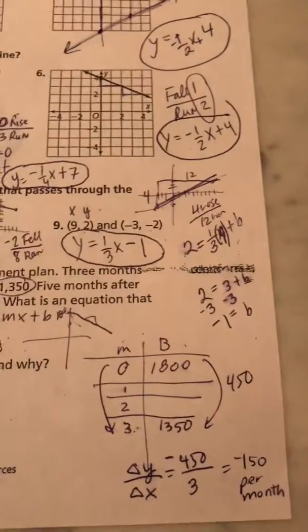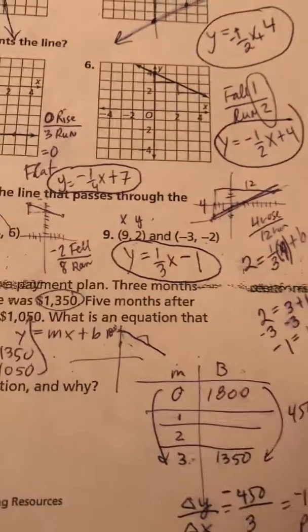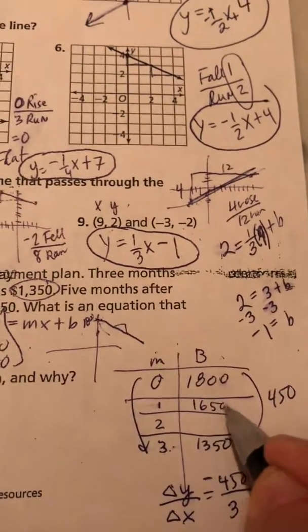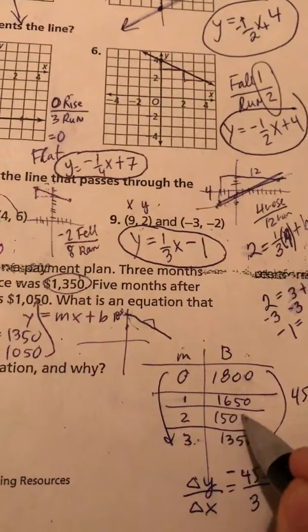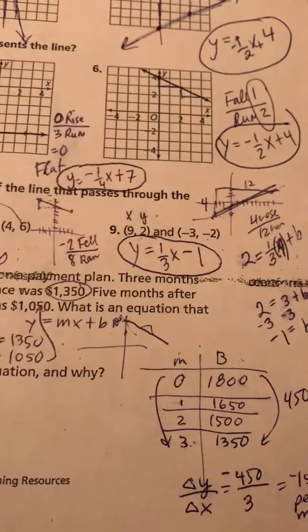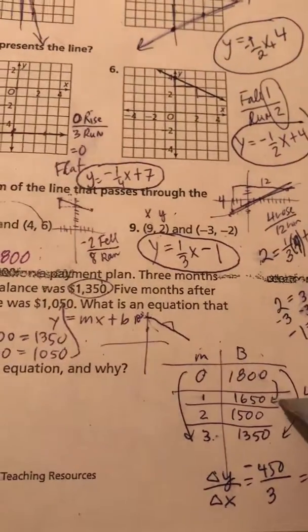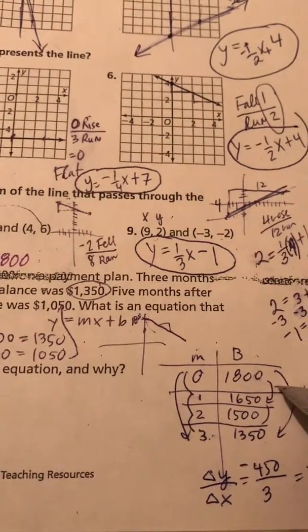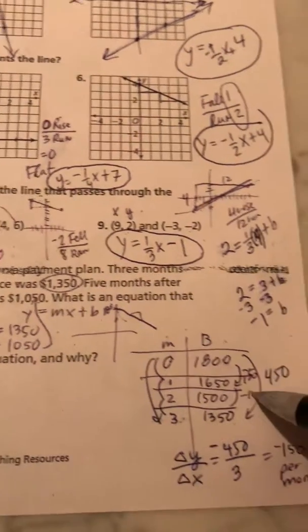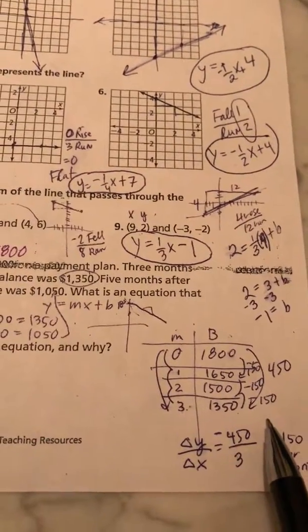So we can go back to the table and piece this together. If I subtract 150 each month, I get 1,650 minus another 150, I get 1,500 minus another 150, I get 1,350. So the pattern is going, as each month goes up by 1, it goes down by 150, down by another 150, down by another 150.